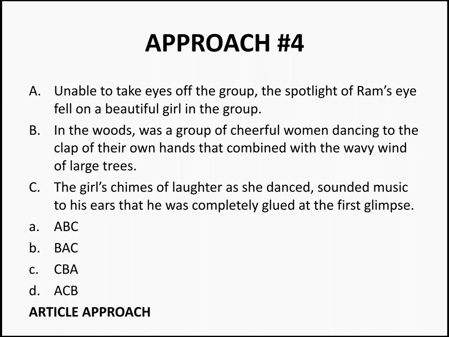Now, look at these statements C that says the girl's chimes of laughter. See, the girl's chimes of laughter. If you could remember our session on sentence correction, that is the difference between a and the. The usually refers to a particular or a specific noun, whereas a refers to a generic noun.